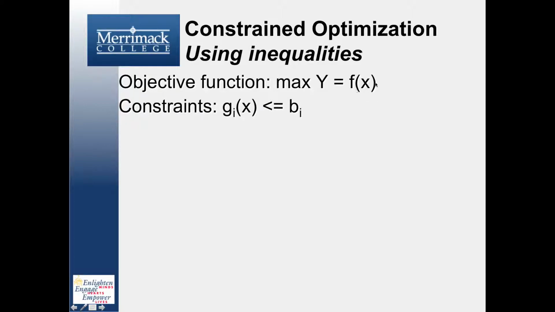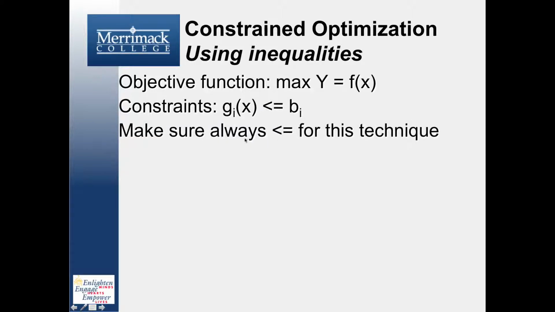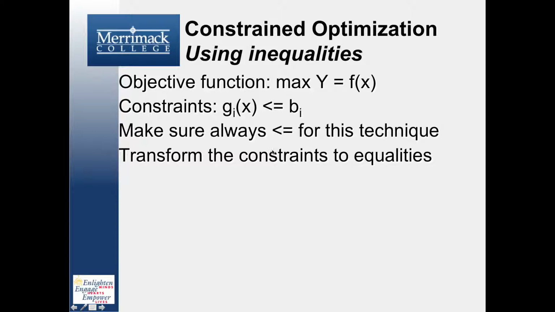I can move into inequalities. So I have an objective function that max y with some function of x's and a set of constraints that are now less than or equal to. By the way, every time you see an optimization problem with constraints, always convert the constraints to less thans. So, okay, and we're going to transform the constraints to equalities. That's the first thing we're going to do. Then we can use what we did before.